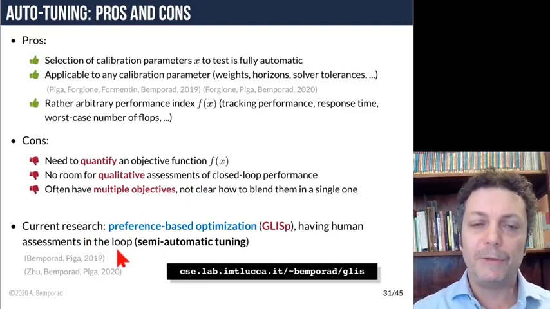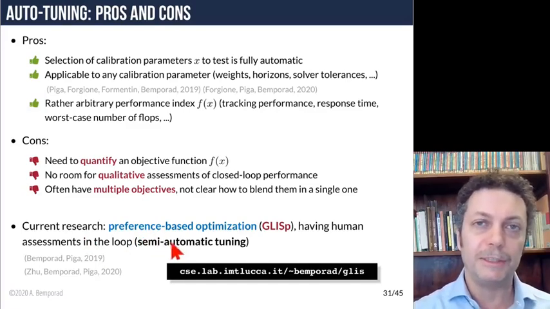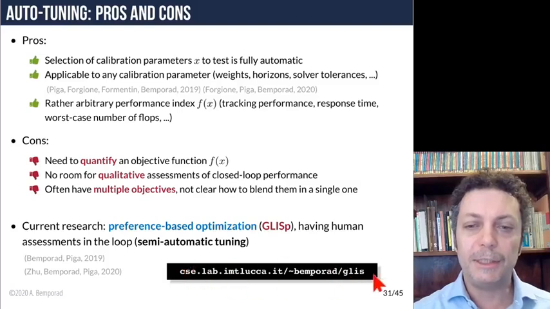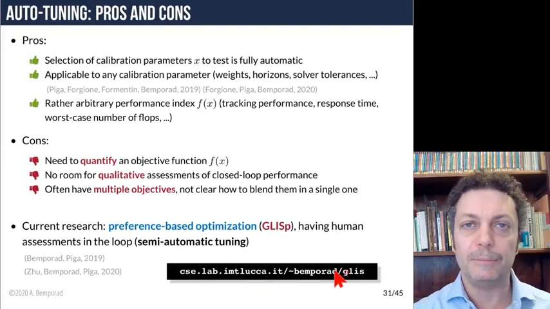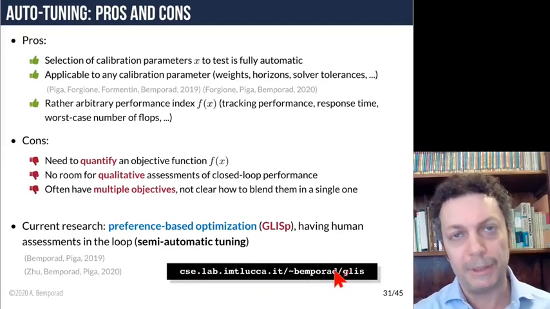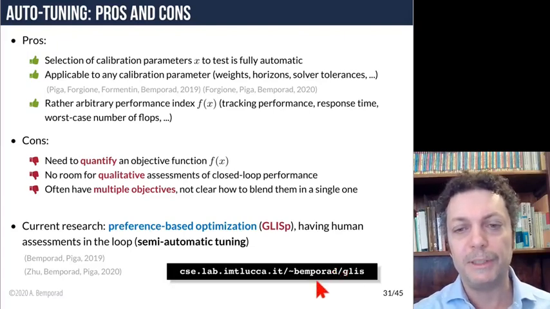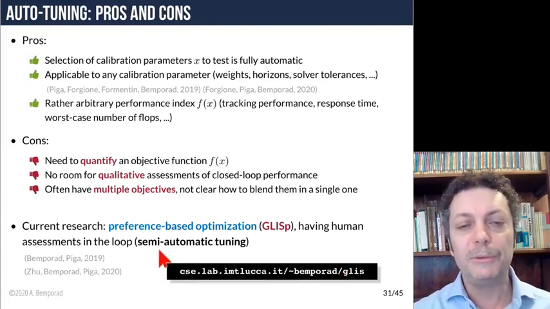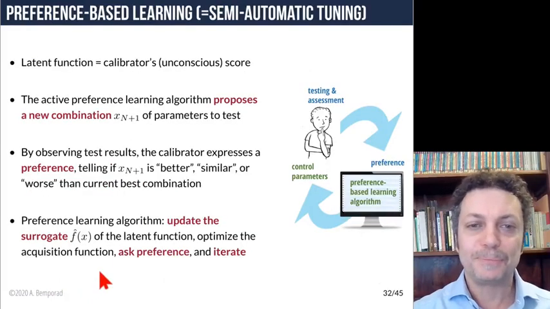That's why recently we developed a new approach which is based on preference. It's actually a preference-based version of the algorithm I just described before, and it's still included in this package that I put online. It's based both on a MATLAB implementation and alternatively on a Python implementation of these two solvers. And this can be used for semi-automatic tuning. This is actually ongoing work together with my PhD student Mengja Zhu and Daniel Piga.